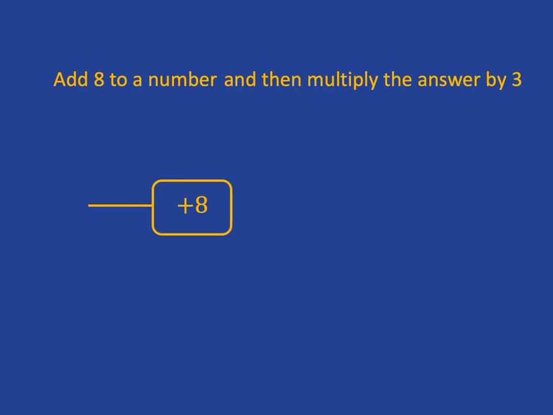Let's try just reversing those two statements. So let's start this time by adding 8 to the number and then multiplying the answer by 3. So that would be the flow diagram that represents that statement. Let's again show what will happen with a number. So we take 2 and we add 8 to it, and out will come 10. Then we take that 10 and we multiply it by 3, and out will come 30.